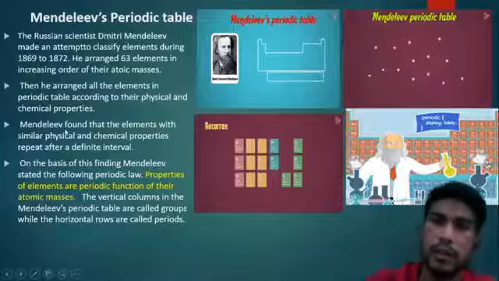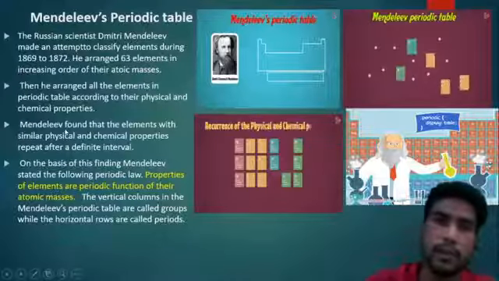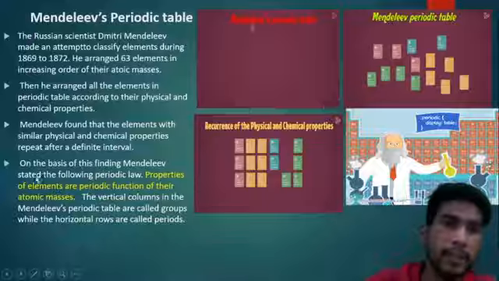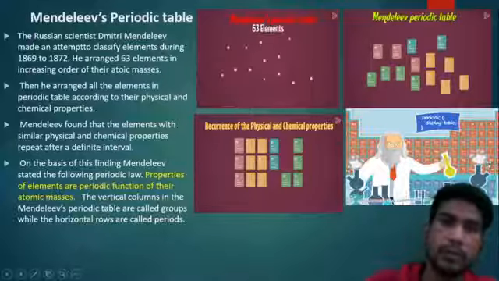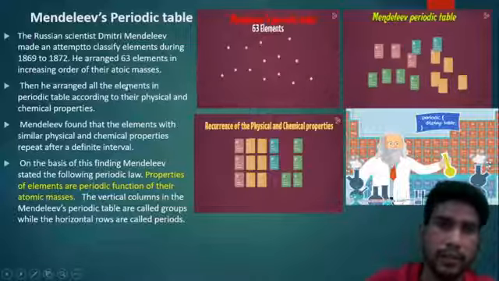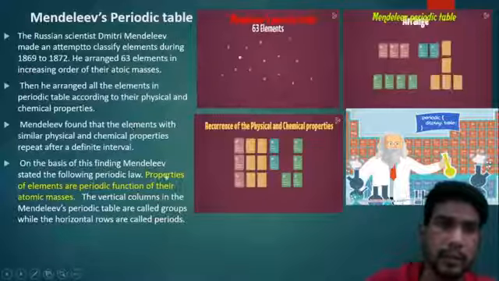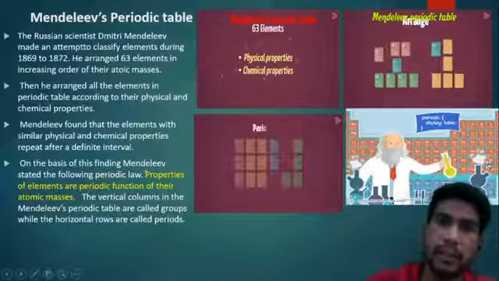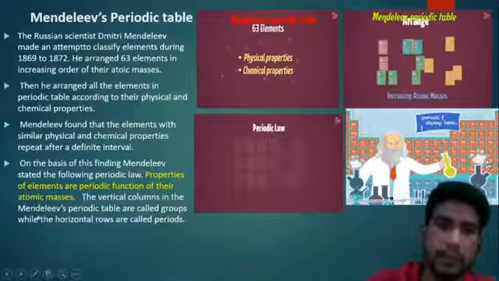So he thought, maybe I am successful in classifying the elements. On the basis of his findings, Mendeleev stated the following periodic law: the properties of elements are the periodic function of their atomic masses, meaning they repeat after a particular interval.